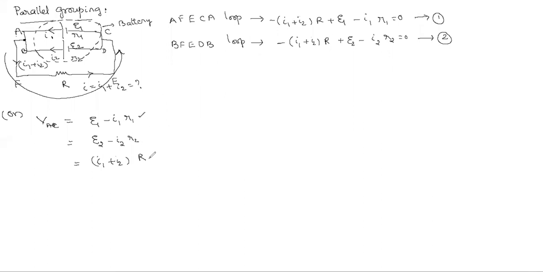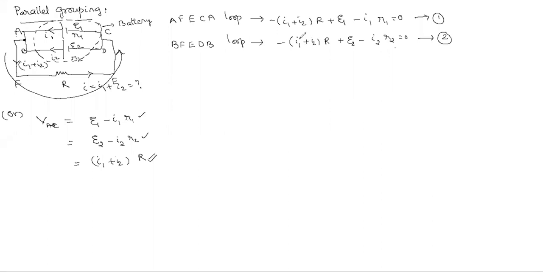Okay. First and last, those two are equal. And in the second equation also you observe here, E2 minus I2 R2 is equal to, take it to the other hand, (I1 plus I2) into R. Means second and third are equal. So instead of taking the loop law, you can even write like this, that is my intention. Understood, Nana? Yes, sir.